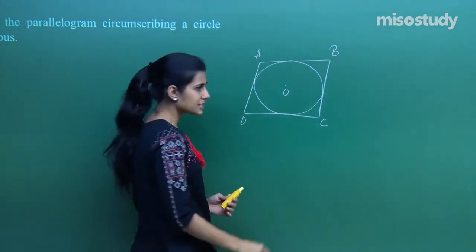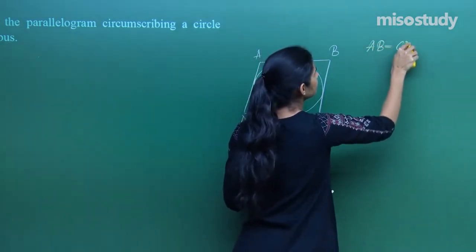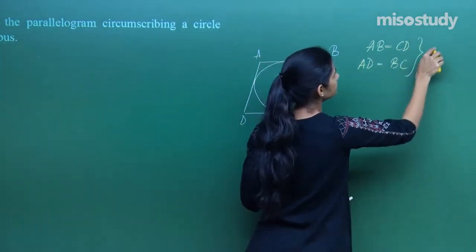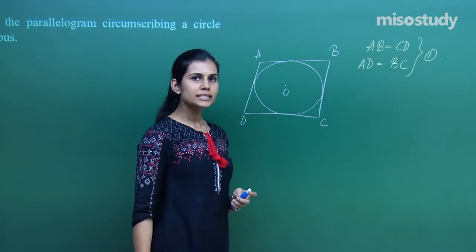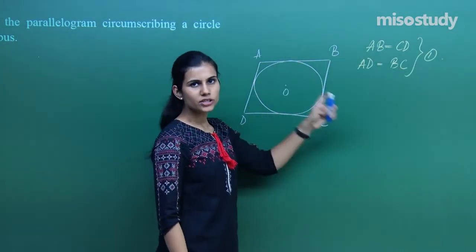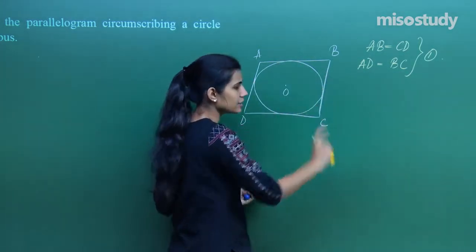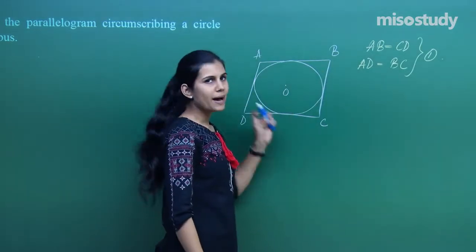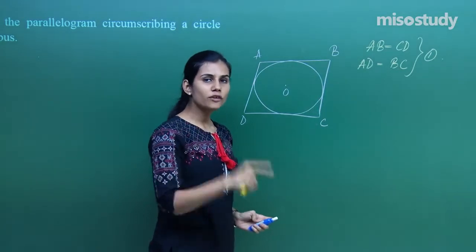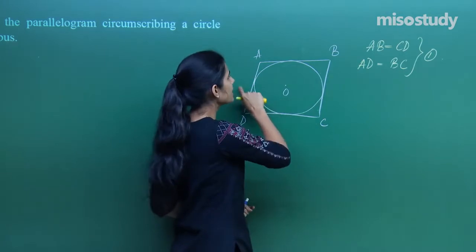The moment I am saying it's a parallelogram, I already know that AB is the same as CD and AD is the same as BC. Because opposite sides in a parallelogram are equal in length. Opposite sides are not just parallel to each other, they are also equal in length. So length of AB is the same as length of CD, length of AD is the same as length of BC. Because it is already a parallelogram, I know that opposite sides are parallel.